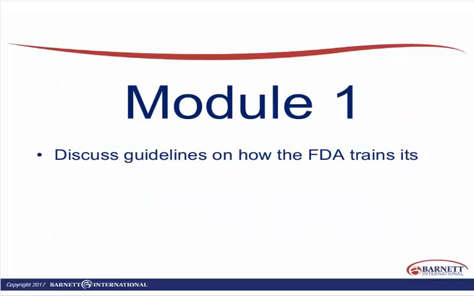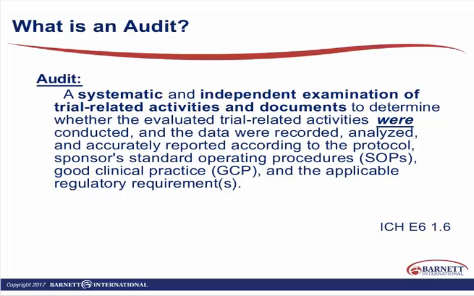So we're going to start off talking about a basic definition of auditing and what it is and what it's not. An audit is a systematic and independent examination of trial-related activities and documents. If you look at ICH's definition, it unfortunately places the audit as something that we do after the study is over. We want to make sure that we're using auditing as a compliance tool, and we're really only able to do that if we are using our auditing before, during, and then, if necessary, after the study takes place.